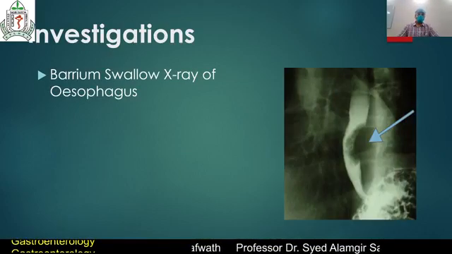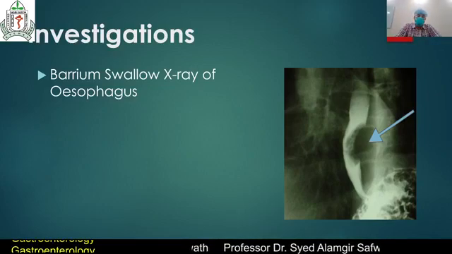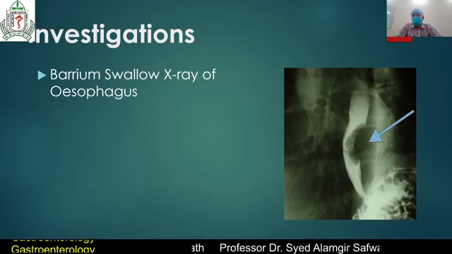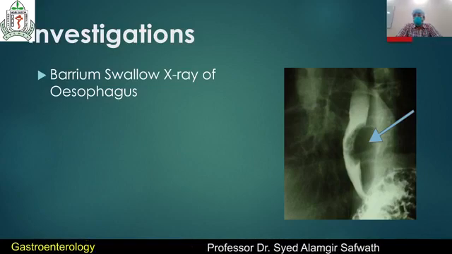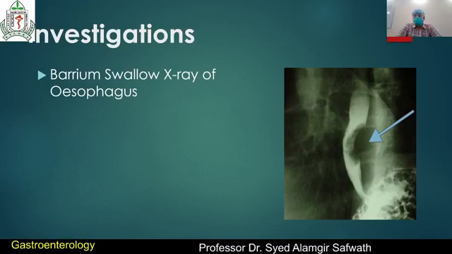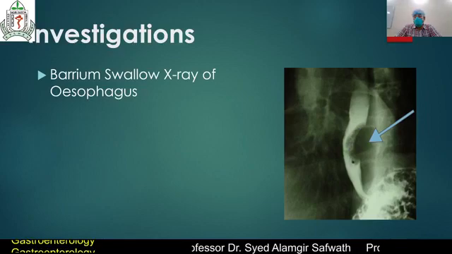Next one is barium swallow of the esophagus. If endoscopy is not available in your hospitals, when you will be a doctor, you will be posted in different hospitals. Maybe some may go to remote areas, so you will not get the chance of endoscopy in every hospital. In that case, to reach the diagnosis, you can at least go for barium swallow of the esophagus, and you might get an irregular filling defect in the esophagus.